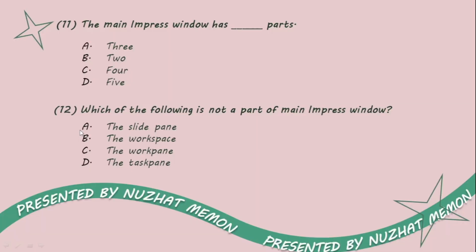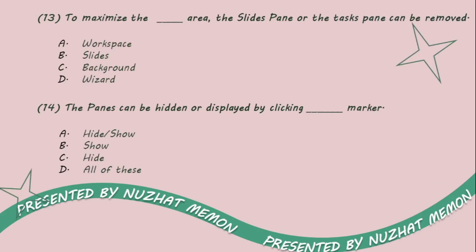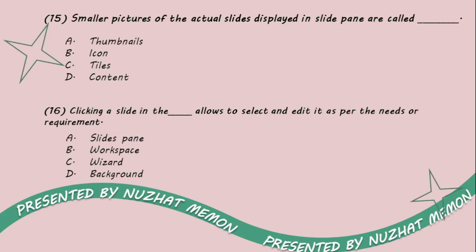The main Impress window has dash parts, so it has 3 parts as we saw now. Which of the following is not a part of the main Impress window? So the correct option is the work pane. Yeah, there is no work pane window, right? Next, 13. To maximize the dash area, the slides pane or the task pane can be removed. So here the correct option is option A, that is workspace. Next, the panes can be hidden or displayed by clicking dash markers. So as I showed you now, it was hide and show markers, right? 15.